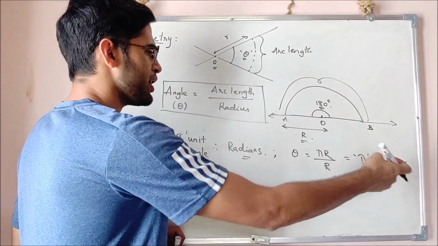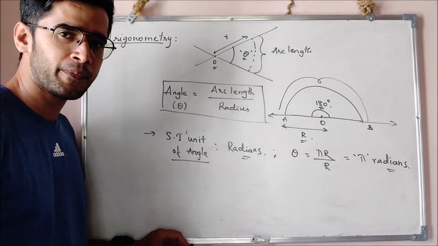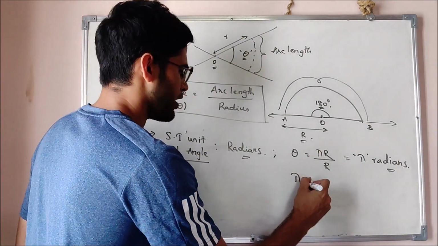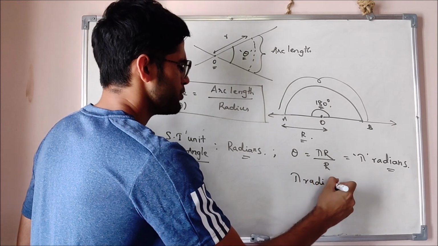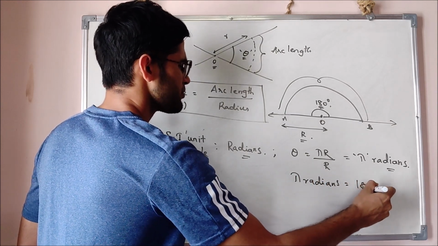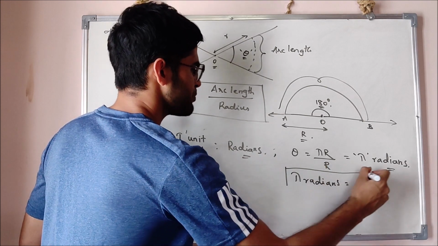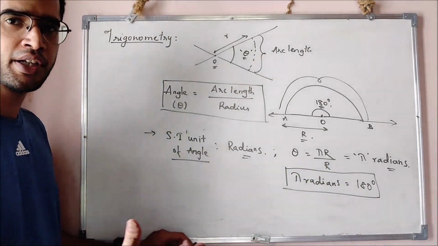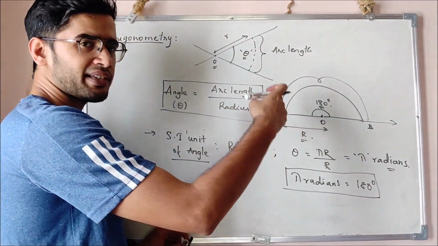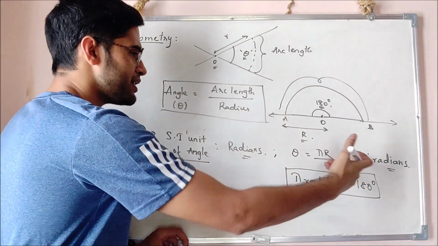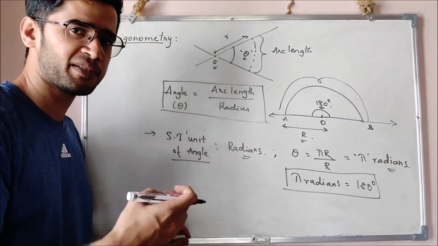So I've used that formula over here, and I got the answer as pi radians. So can I say that pi radians right now will be equal to 180 degrees? The pi radians is equal to 180 degrees because both of them are basically measuring the same thing. You say that the angle between these two straight lines is 180 degrees, and you also get the angle between these two straight lines by using the formula as pi radians.